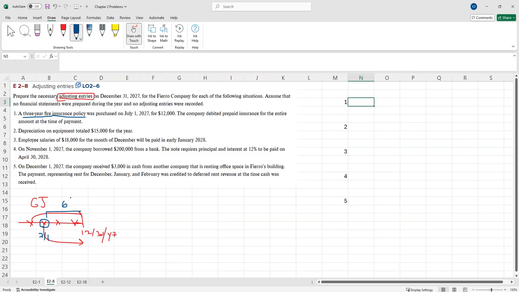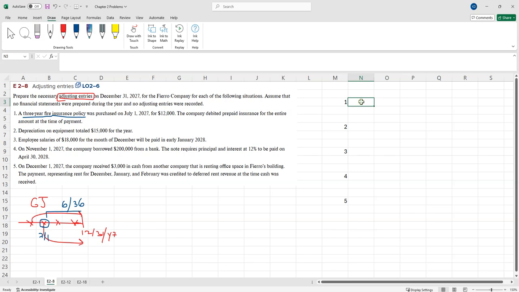So that's 6 out of the 36 months for the policy, right? It's based on the policy, so it wouldn't be 6 over 12. It's 6 over 36, commensurate with that amount. So what do we do here? Let's first just think about the journal entry, the debits and the credits, and then we'll do the math.